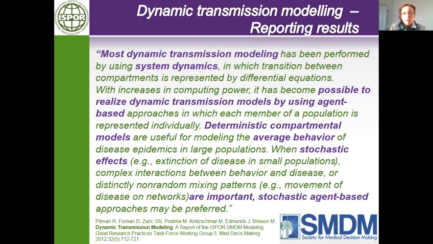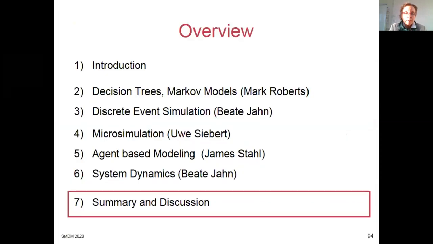Deterministic compartment models are useful for modeling the average behavior of disease epidemics in large populations. When stochastic effects, for example the extinction of a disease in a small population, or complex interactions between behavior and the disease, or distinctly non-random mixing patterns are important, stochastic agent-based approaches may be preferred. So this nicely links also to what we have heard from James already, and to set this in perspective. Any questions so far?